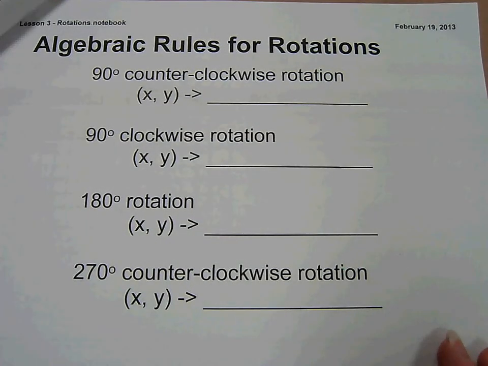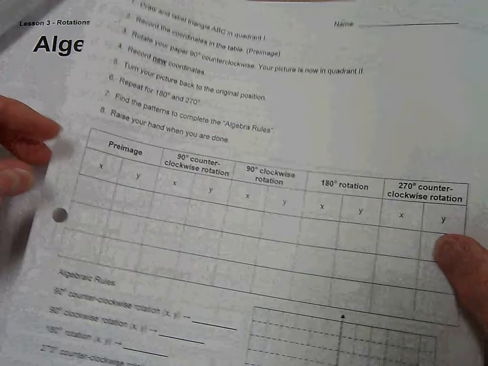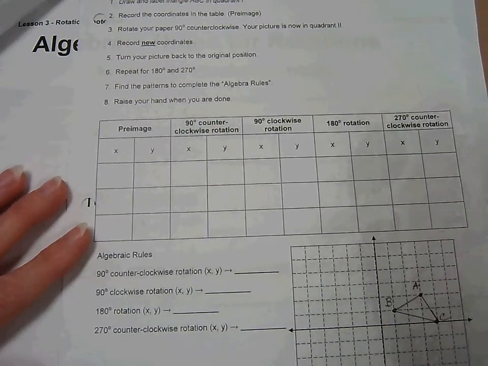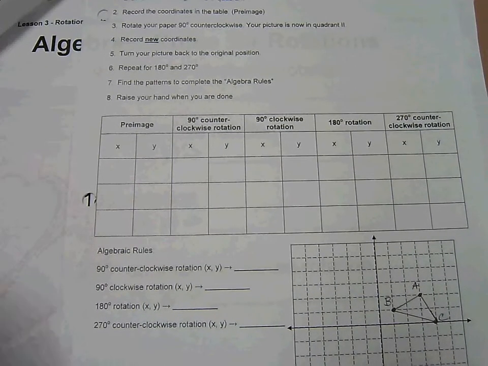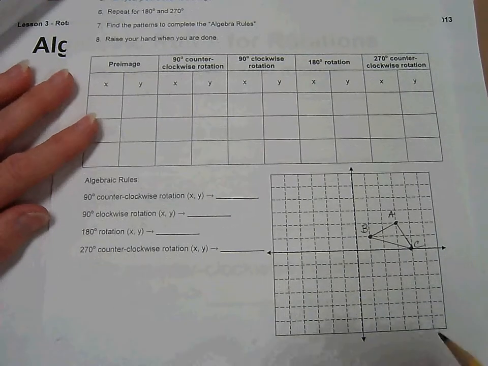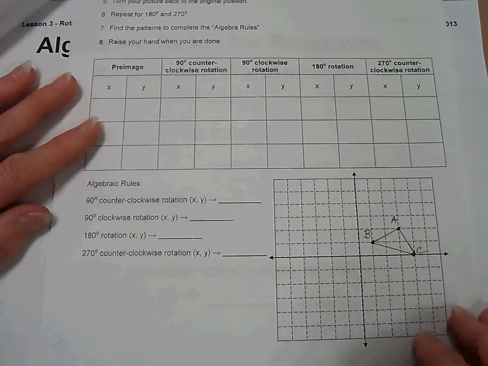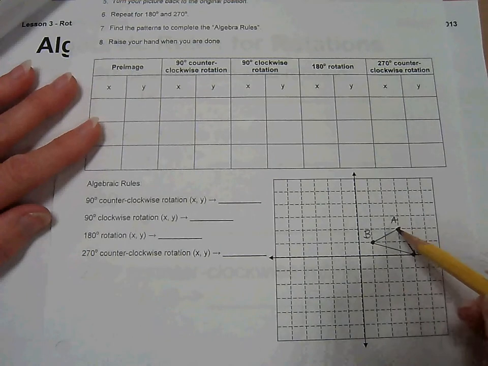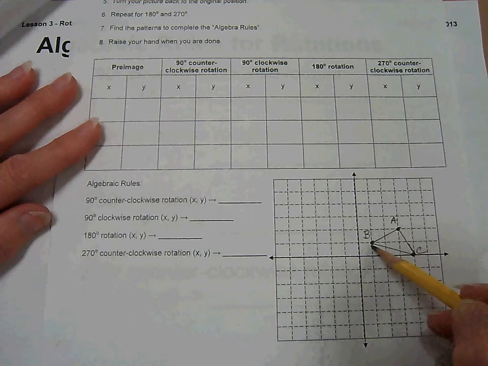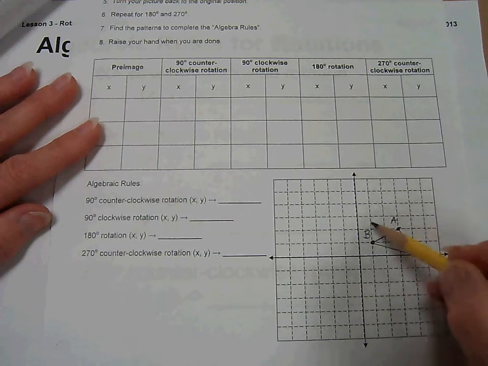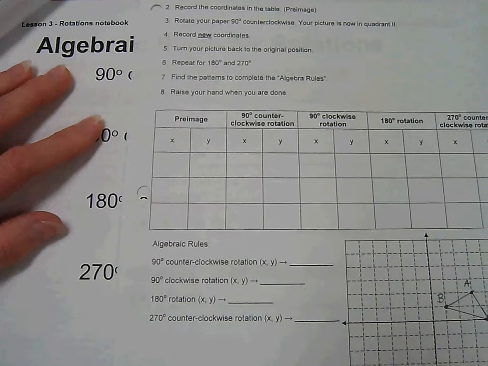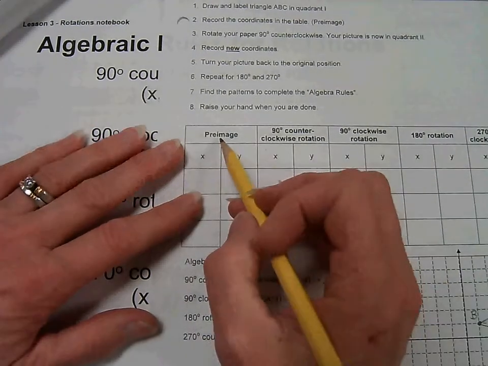Okay, before we fill this in, you have a sheet that I handed to you to do as part of this homework and looking at this video. First of all, I want you to draw a triangle in quadrant 1. This is quadrant 1, triangle ABC. I've drawn this one. You can draw it wherever you want as long as it's in this quadrant. That is going to be our pre-image.